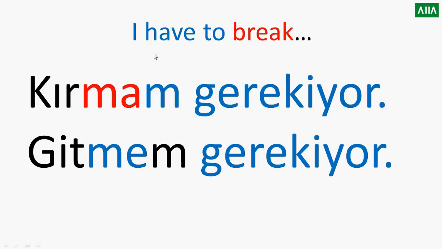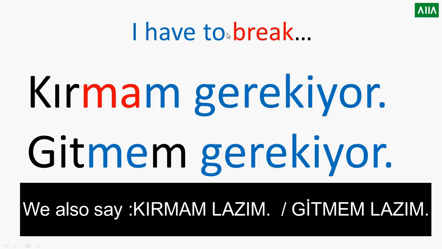For example, I have to break. Look, normally break is kırmak. Base form of it is like to break. For example, in Turkish we say kırmak. Well, when we use it in a sentence, for example, I have to break, that means kırmam gerekiyor. Kırmam gerekiyor.